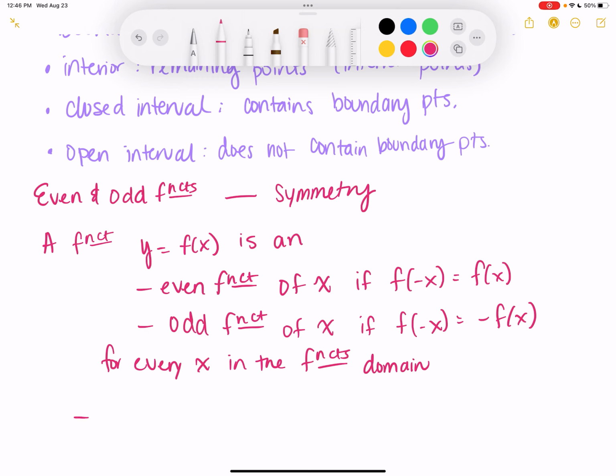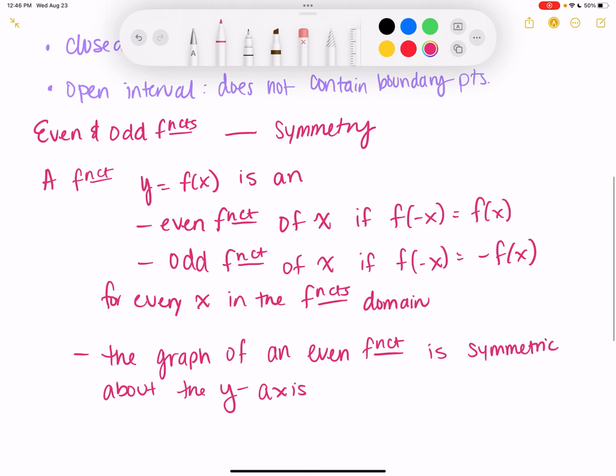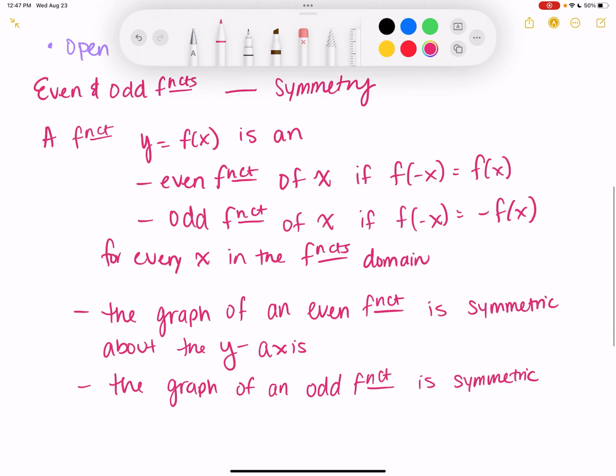So then in regards to symmetry, the graph of an even function is symmetric about the y-axis, and the graph of an odd function is symmetric about the origin.